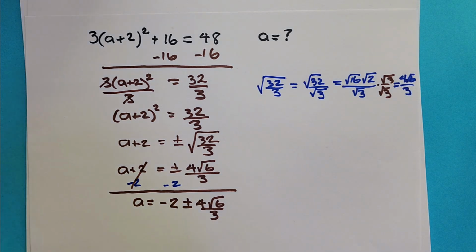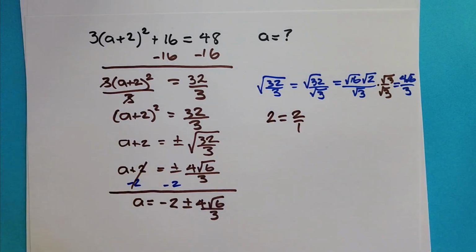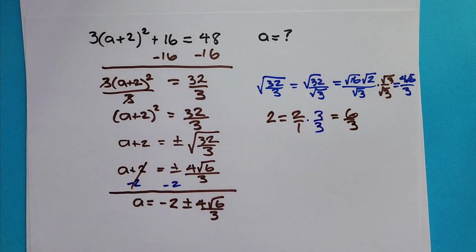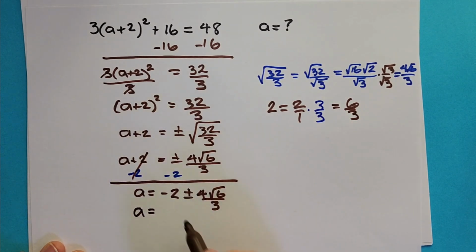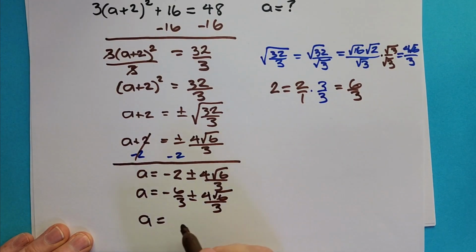So in terms of a fraction, 2 is like 2 over 1. And then if I want to see it as thirds, we would multiply it by 3 over 3. And that produces the fraction 6 thirds. So I'm going to go ahead and just write this as a equals negative 6 thirds plus or minus 4 root 6 all over 3. And now we have the same denominator, and we can put this together as a single ratio. So it's a equals negative 6 plus or minus 4 root 6 all over the common denominator of 3.